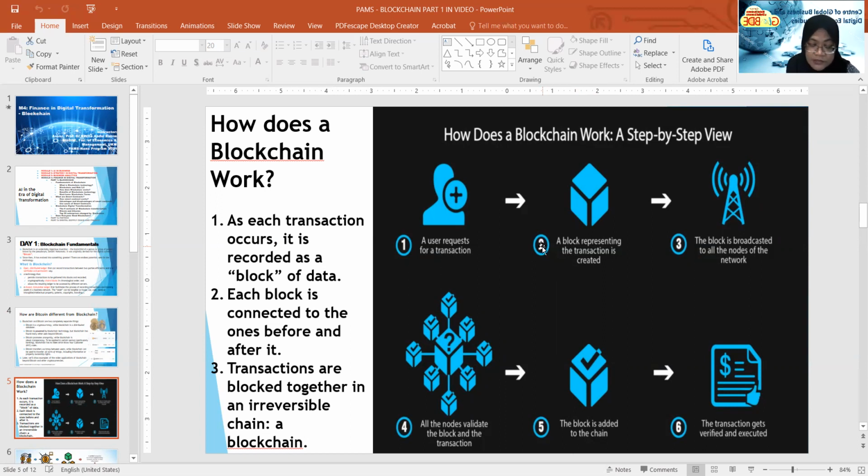Each block is connected to the ones before and after. So that's why it is difficult for us to change the information in the blocks. This block forms a chain of data as an asset moves from place to place or ownership changes hands. The blocks confirm the exact time and sequence of transactions, and the blocks link securely together to prevent any block from being altered or a block being inserted between two existing blocks. Transactions are blocked together in an irreversible chain, a blockchain. Each additional block strengthens the verification of the previous block and hence the entire blockchain.